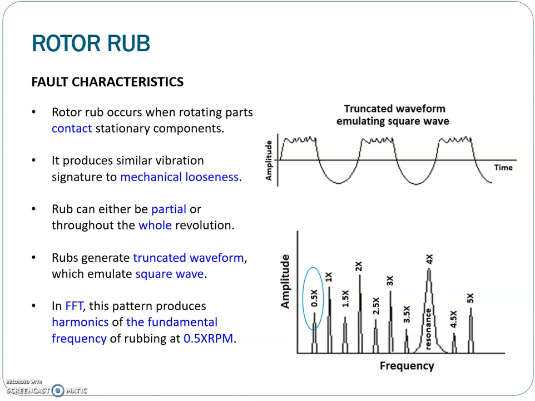Our next fault that is usually associated with subsynchronous vibrations is rotor rubbing, in which the rotating parts are in contact with the stationary components. Rubbing generates a truncated waveform which emulates the square wave and produces a similar vibration signature to mechanical looseness. Rub can either be partial or throughout the whole revolution. So in FFT, these patterns produce harmonics of the fundamental frequency of rubbing at 0.5 times RPM.